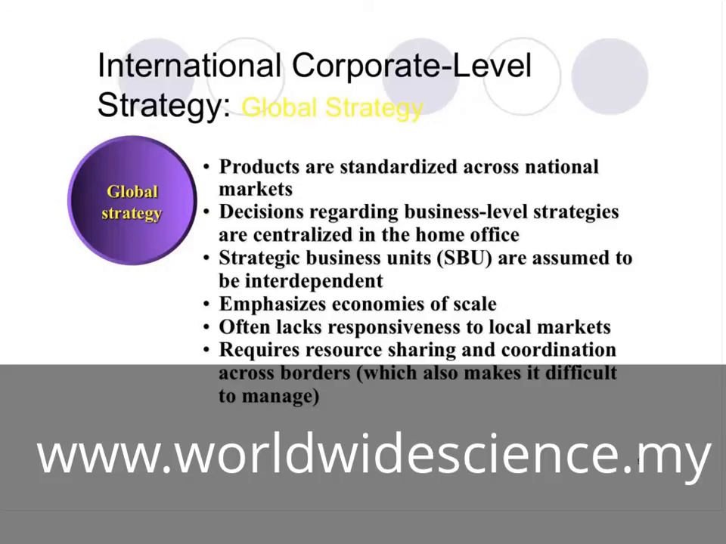And then it often lacks responsiveness to local ones. So as we discussed, for global strategy, you're considering and presuming that everywhere is the same. As long as you have the international strategies, it's enough. So you're not as responsive to local preferences as other types of strategies. And then it requires resource sharing and coordination across borders. So for global strategy, you have to be able to share the resources and coordinate across borders, because you are basically basing everything at the home branch and you're just globalizing, you're just expanding globally.